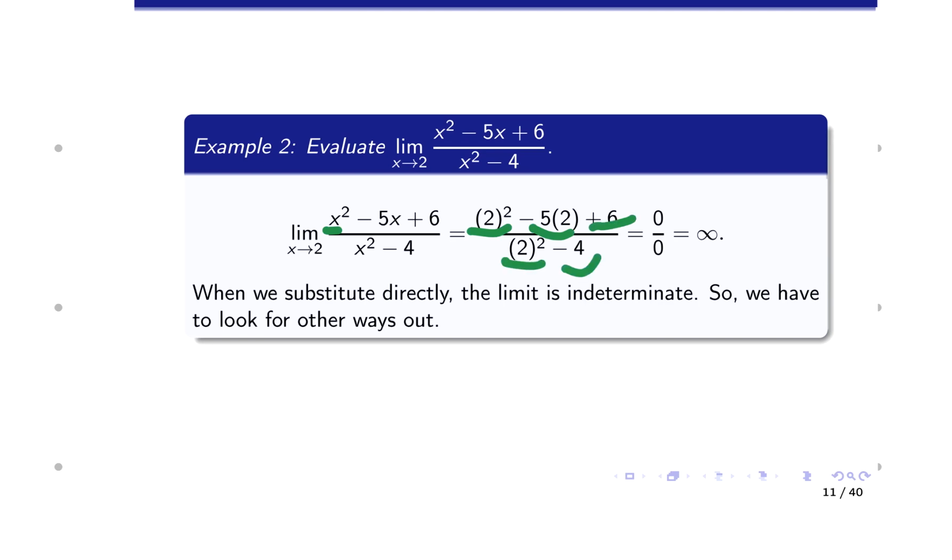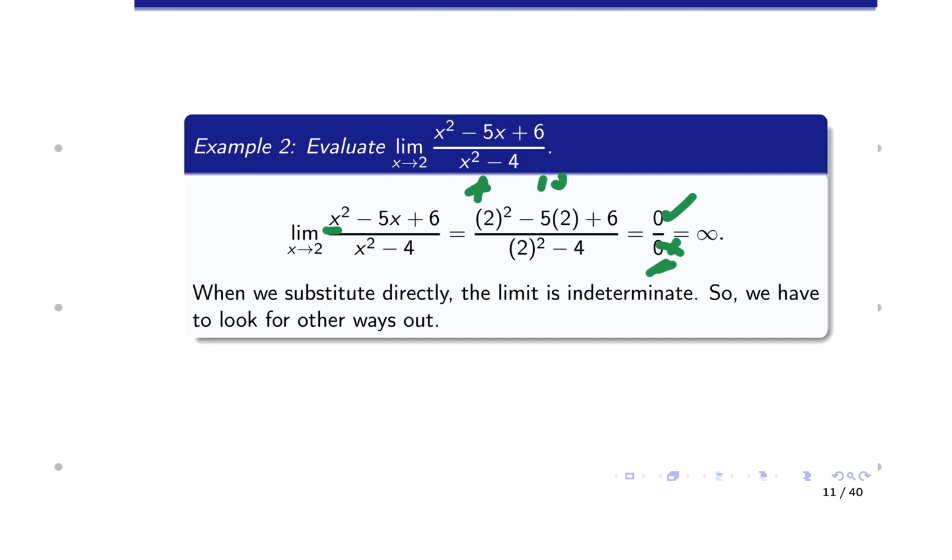This is 2 raised to the power of 2, that is 4. This is 10. 4 minus 10 is minus 6, plus 6, that's 0. 2 squared is 4. 4 minus 4, again 0. And anything divided by 0 is infinity. Now, this is not infinity because of this 0. It is actually because of this 0. So whenever you are dividing by 0, you are going to get infinity. And like I told you, infinity is a bad answer. 0 is even a good answer, but infinity is a bad answer.